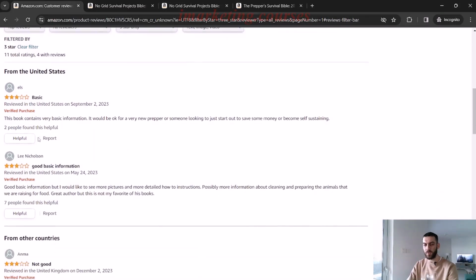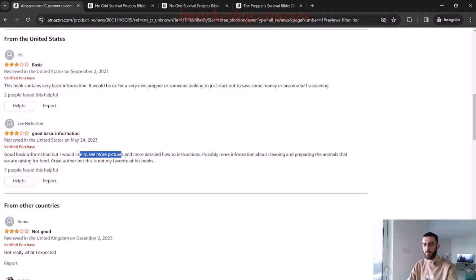Let's see, 3-star. "Basic information. I would like to see more pictures." That's the third person that wants pictures. The marketplace is literally telling you exactly what it wants. Now, if I was to publish in this niche, even though I said I probably won't, if I do decide to, there's no way I'm making a book without photos and illustrations. And it will be paperback and it will be colored, because I don't care if I'm making $4 less profit. I'm still making more than 5. So it can still be a profitable book.